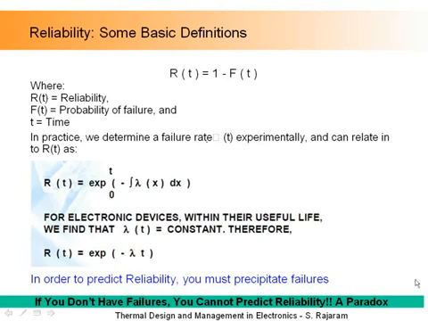So here's another interesting paradox in terms of reliability. If you don't have failures, you cannot predict reliability. It's a paradox. So if you don't have products that fail in the lab when you test, that we don't drive to failure, then you really don't know much about the reliability of the product. Something to think about, okay?